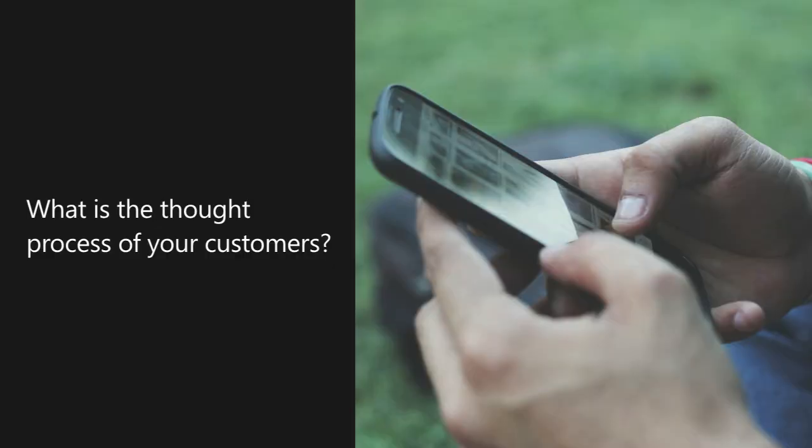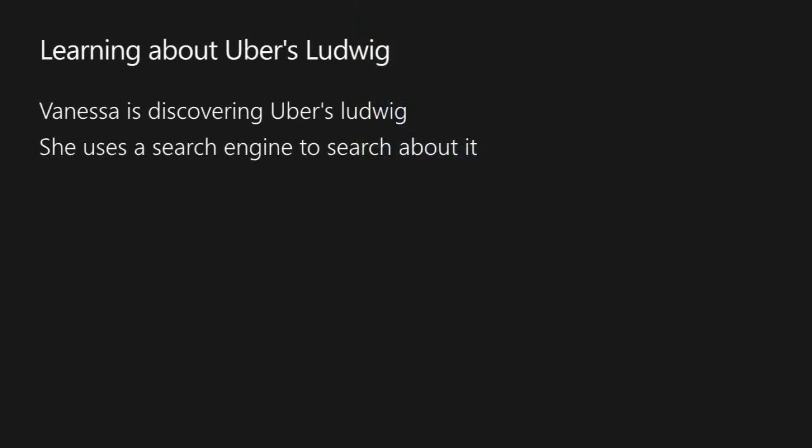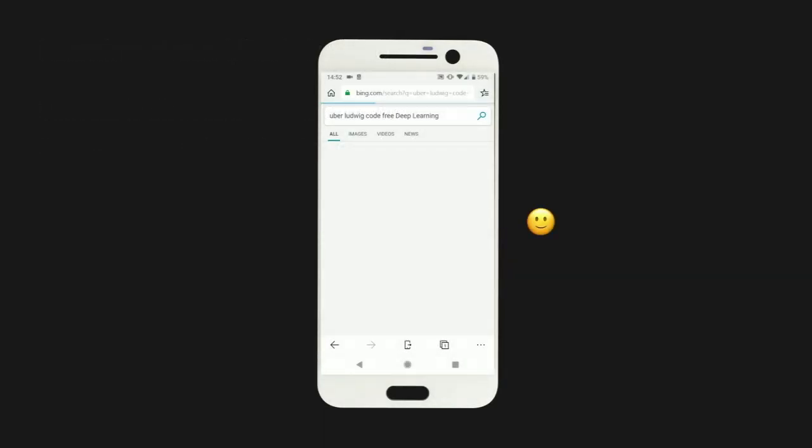But again, this whole thing will be focused on customers. So let's try to think about the thought process of our customers. I'm going to take a really specific example. I have a persona, let's say Vanessa. She's discovering Uber's Ludwig. This is an open source project by Uber. So she wants to read more about it. So what will she do? She'll fire up a search engine, search for Uber, Ludwig, code-free deep learning.